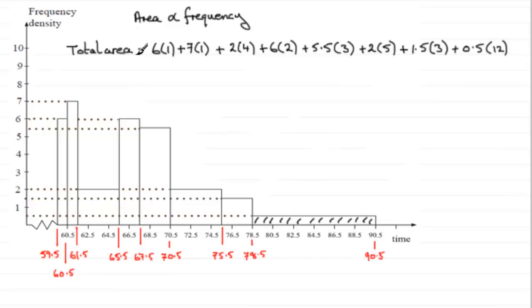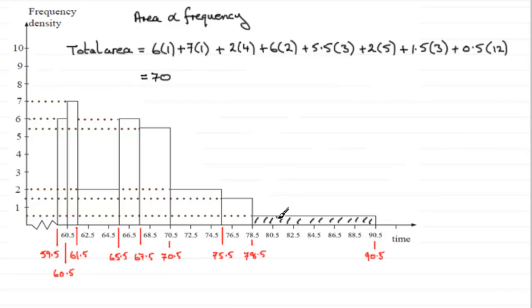So when it comes to working out the total area, we're just going to do something like this, okay? The total area will be equal to the height of the first bar, which you can see is 6, times its width, which is 1 unit, going from 59.5 to 60.5. The second bar is going to be 7 times a width of 1, and so on. We've got this bar, a height of 2 times a width of 4, and you can check that calculation out, okay? If you work that out, you get that this comes to 70.